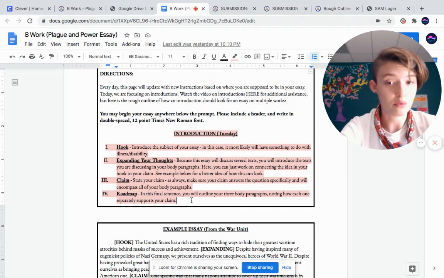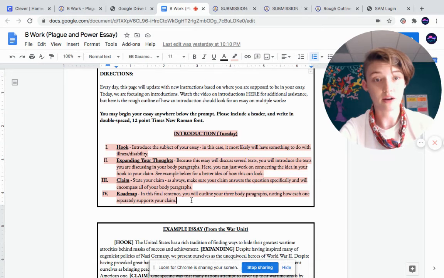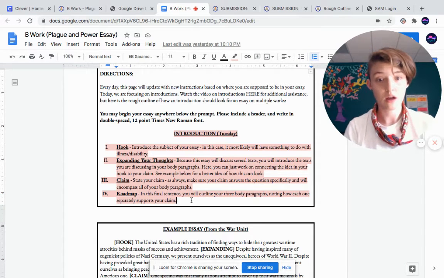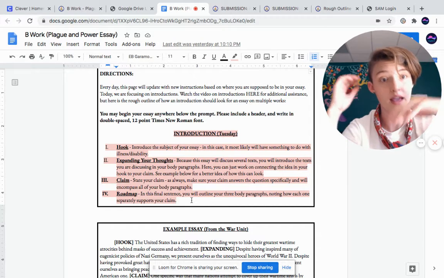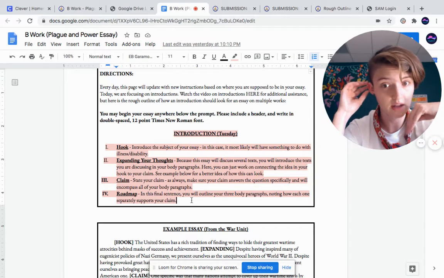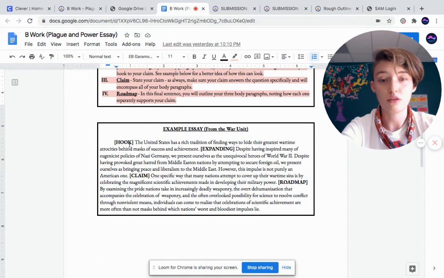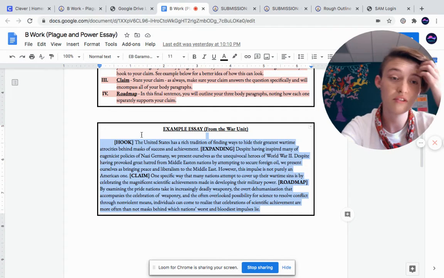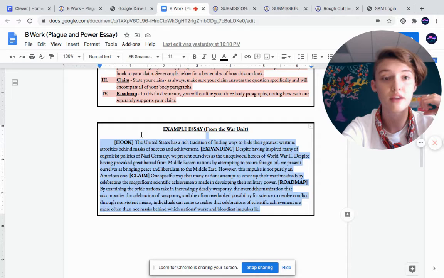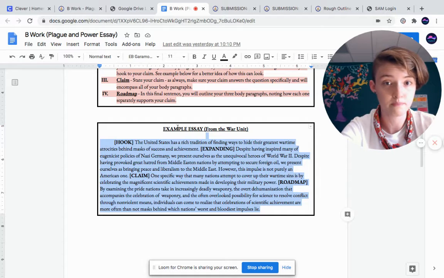And then you have your roadmap. Roadmap is really useful for multiple body paragraphs because it gives your reader an idea of where your paper is going. So you'll kind of like outline the 3 main points that you're going to make, each point being a different body paragraph. So we can read through this. This is an example essay. This would be like an example essay from the war unit. So this question that they're trying to answer would be the same as yours, except instead of what's a reaction people have to illness, it would be like what's a reaction people have to war.